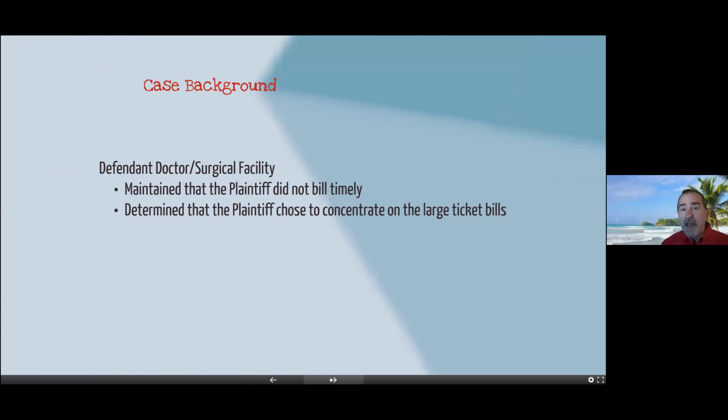So the defendant doctor and his surgical practice and surgical facility maintained that the plaintiffs didn't do their billing on time. In fact, they were ignoring the small stuff. They were concentrating on the big ticket items, the surgical facility fees, and weren't really following up on getting paid for the actual procedures.